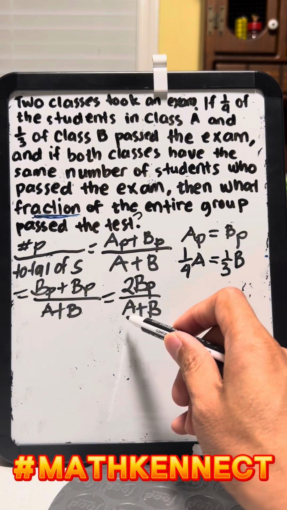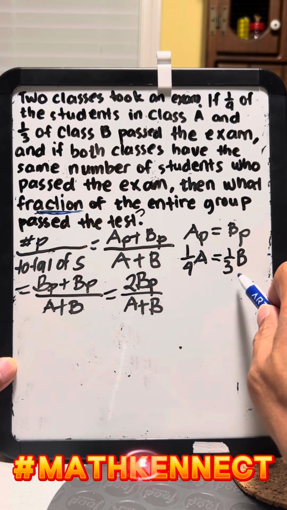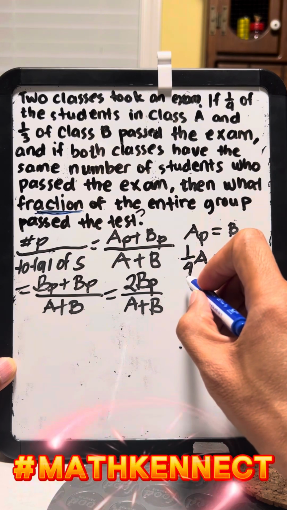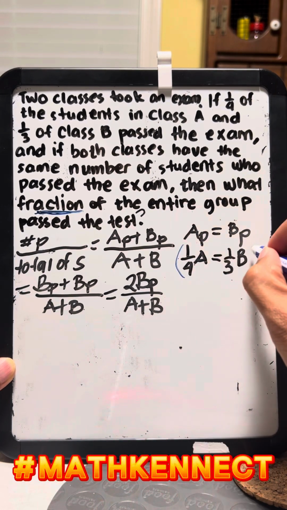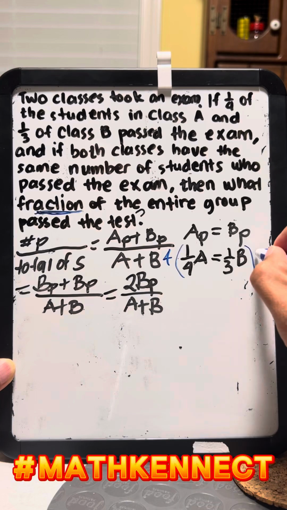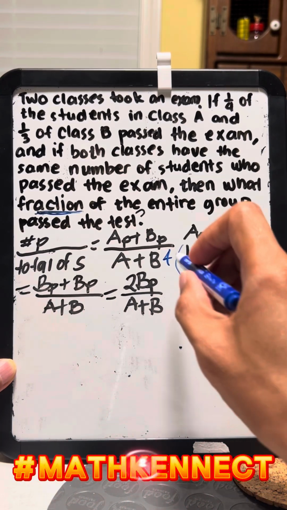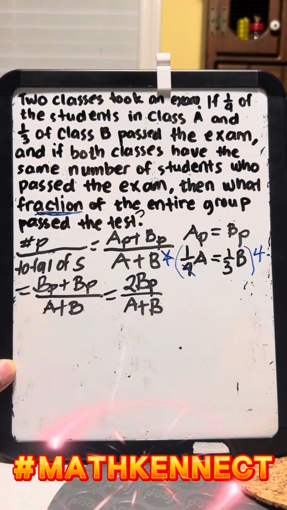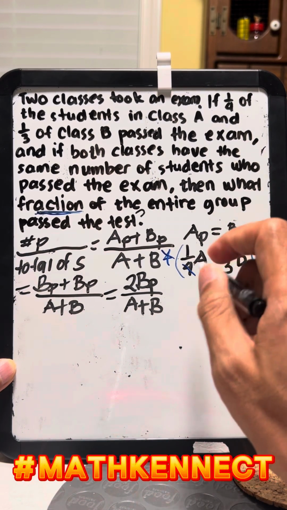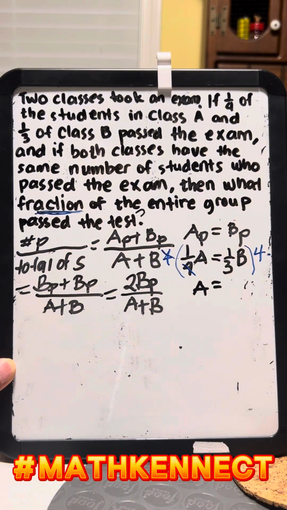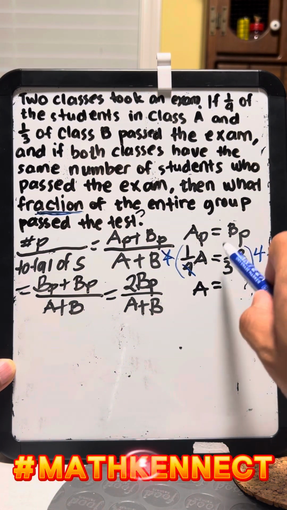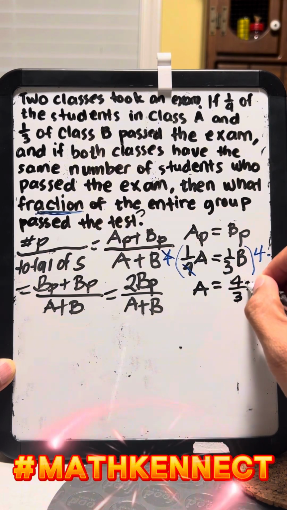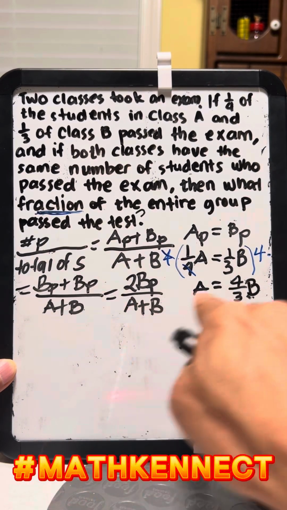How do we get the value of A? To get the value of A, we will be simplifying this part. Okay, so we have 1/4 of A equals 1/3 of B. How do we eliminate 4 from this side? So we just have to multiply 4 on both sides. So we can cancel 4 here, we can cancel 4 here. So we are left with 1 and A. So 1 times A is A. So we have here 4 times 1, that would be 4 over 3B. So A here is 4 over 3B.